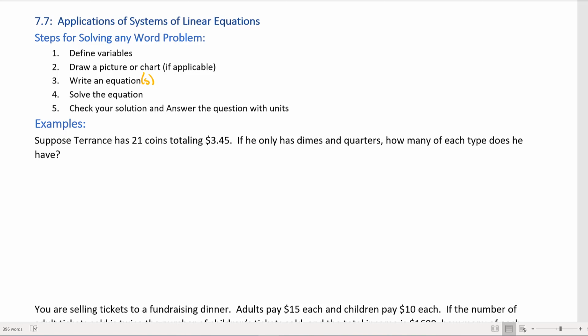Make sure you answer your question with units. So if it's about money, answer with money. If it's about bananas, write bananas with the number.